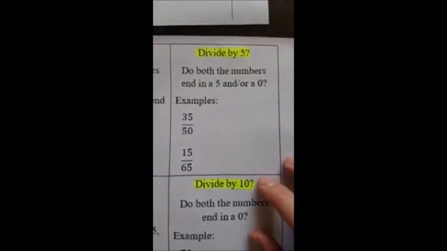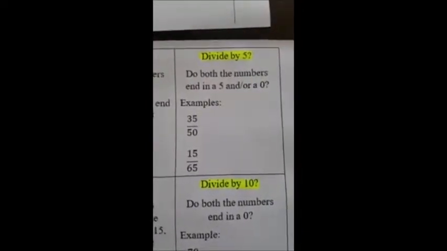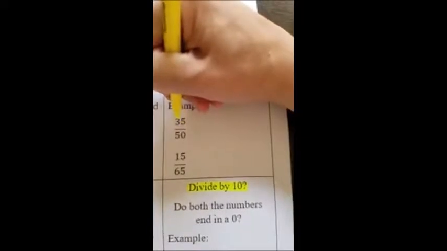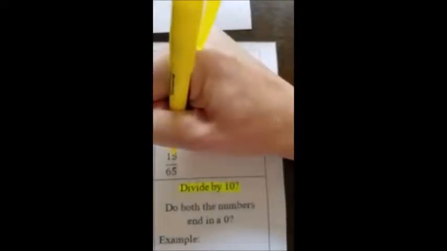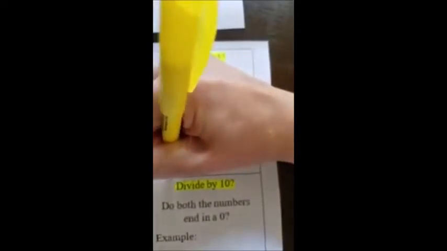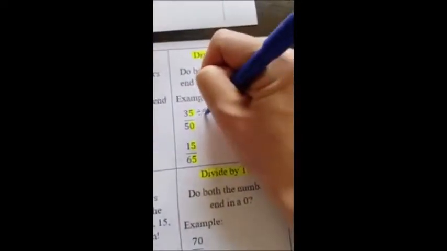Next, we look at dividing by 5. So you look at, do both the numbers end in a 5 or a 0? So for this example, we have 35 ending in 5, 50 ending in 0. And then this other example, they both end in 5, so therefore they're both divisible by 5. So that means we can divide all of these by 5.